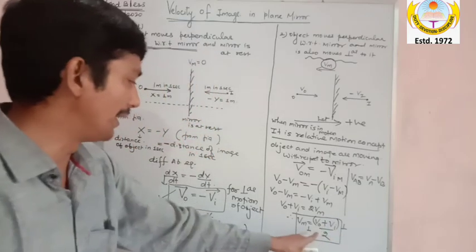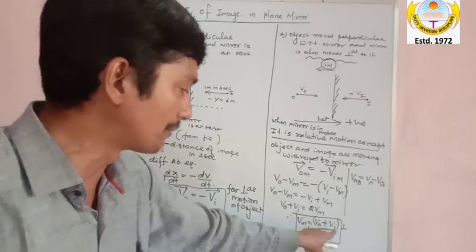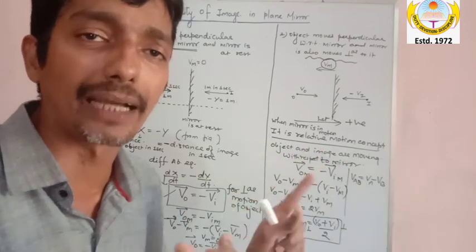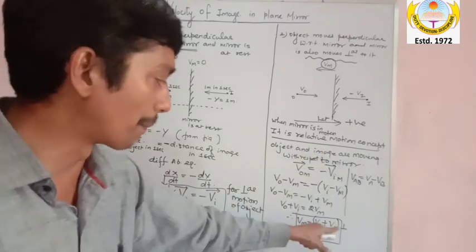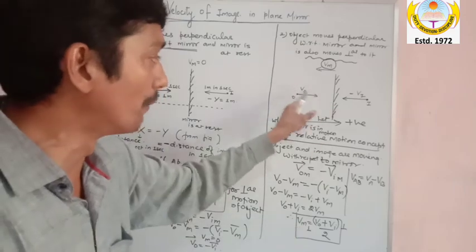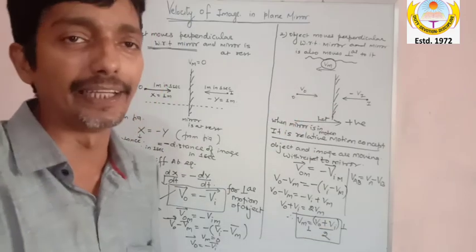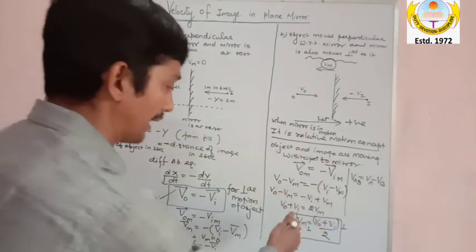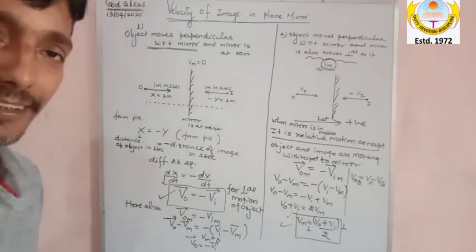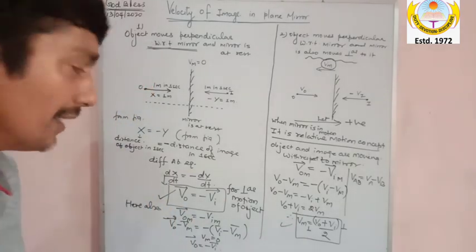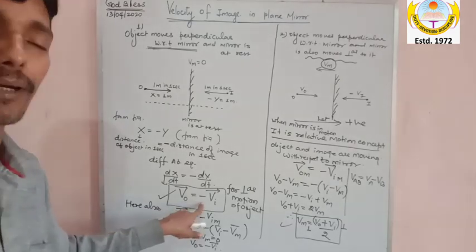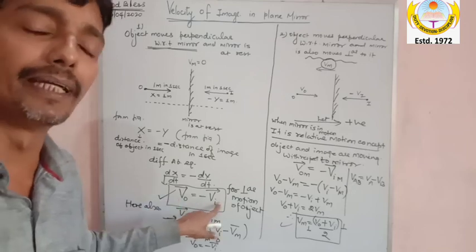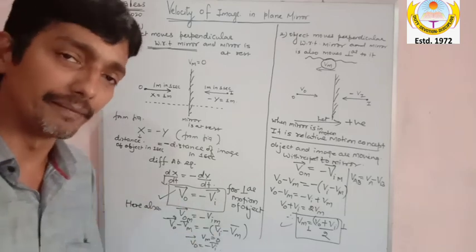Here I am writing perpendicular: VM perpendicular, VO plus VI perpendicular. That means their motion is perpendicular with respect to each other. Object is moving perpendicular with respect to mirror, mirror is also moving perpendicular. And this is the formula, my dear, if the mirror is moving and an object is also moving in the perpendicular case. But if the mirror is at rest and the object is moving perpendicular, then the formula is VO vector is equal to minus VI vector. That is, if the object velocity is 7 meter per second, the speed of the image you can directly say is minus 7 meter per second. And this is the method.